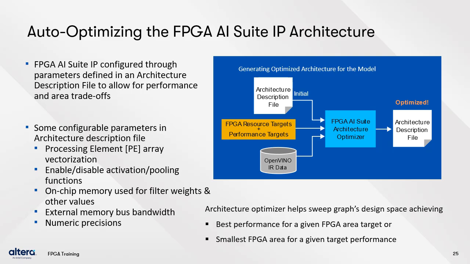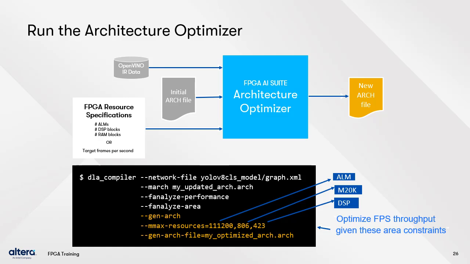The architecture optimizer helps sweep the design space for the best performance for a given FPGA area target, that is, logic elements, memory, and DSP blocks, or a smaller FPGA area for a given target performance, frames per second or FPS, and gives you an architecture file with the best possible parameters for your graph. However, some parameters, like enabling or disabling activation functions and the architecture precision parameter, need to be set manually and explicitly. The architecture optimization process uses the compiler, the performance estimator, and the area estimator.